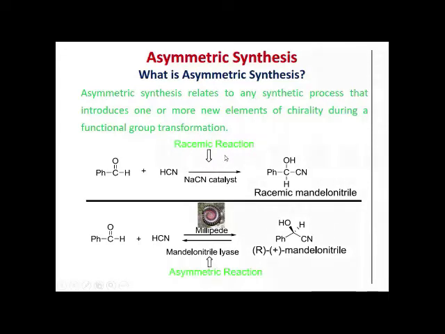In these reactions, what happens? Racemic mandelonitrile is formed with the NaCN catalyst, but if we replace NaCN with mandelonitrile lyase, again a chiral enzyme, that produces only the dextro isomer. So this is called asymmetric synthesis. Out of a racemic mixture, we can synthesize only one possible isomer. This is called asymmetric synthesis.